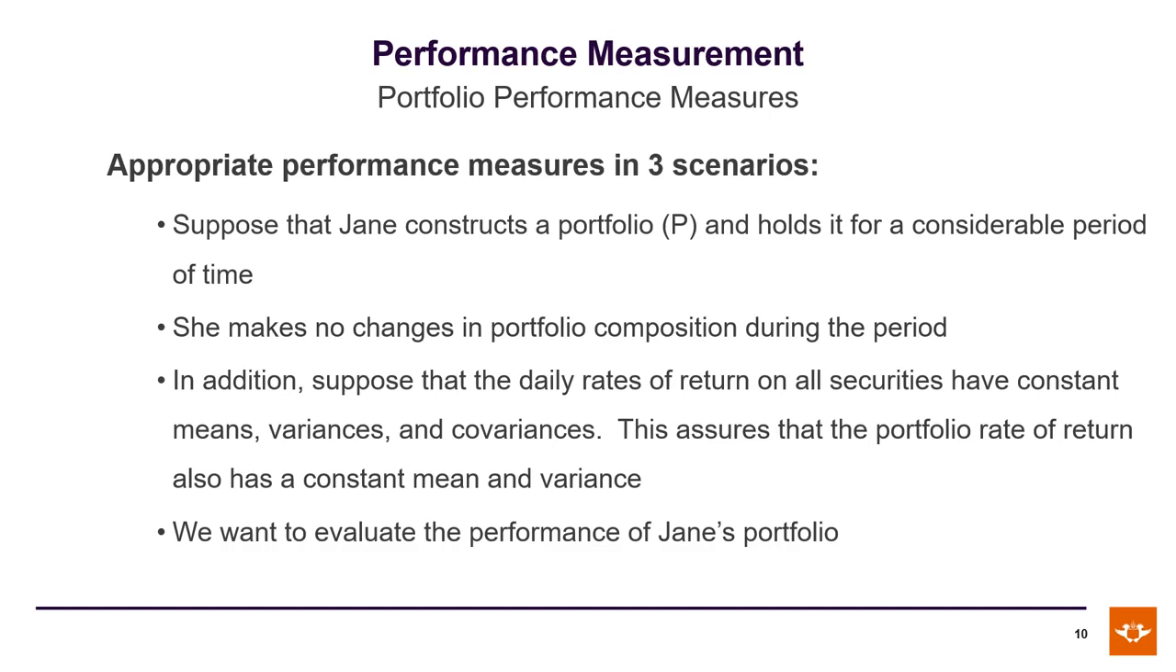Now we have Jane, and she constructs a portfolio P, and she holds it for a considerable period of time. She makes no changes in portfolio composition during the period. In addition, we're going to suppose that the daily rates of return on all securities have constant means, constant variances, and constant covariances, and this assures us that the portfolio rate of return also has a constant mean and variance. Now we want to evaluate the performance of Jane's portfolio in 3 different scenarios.